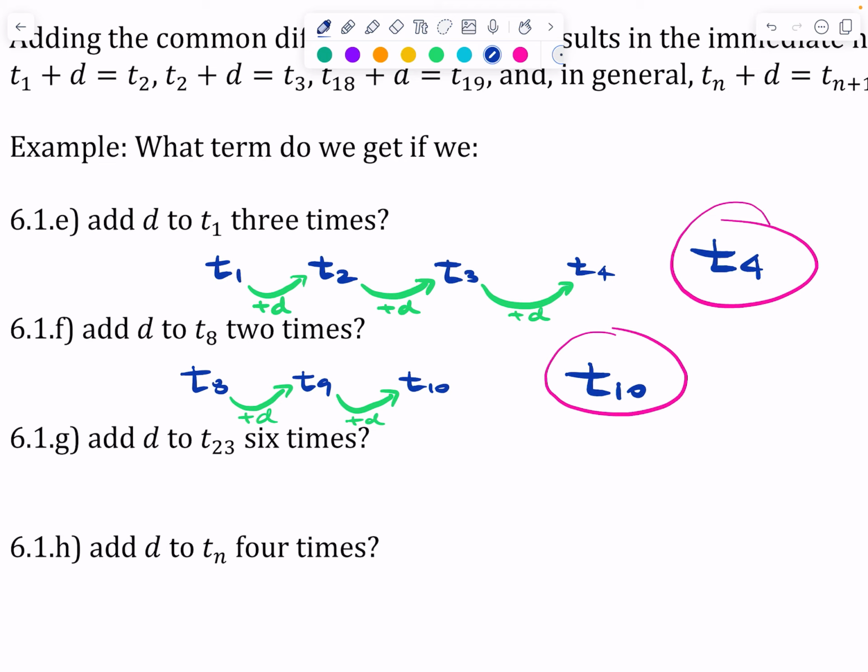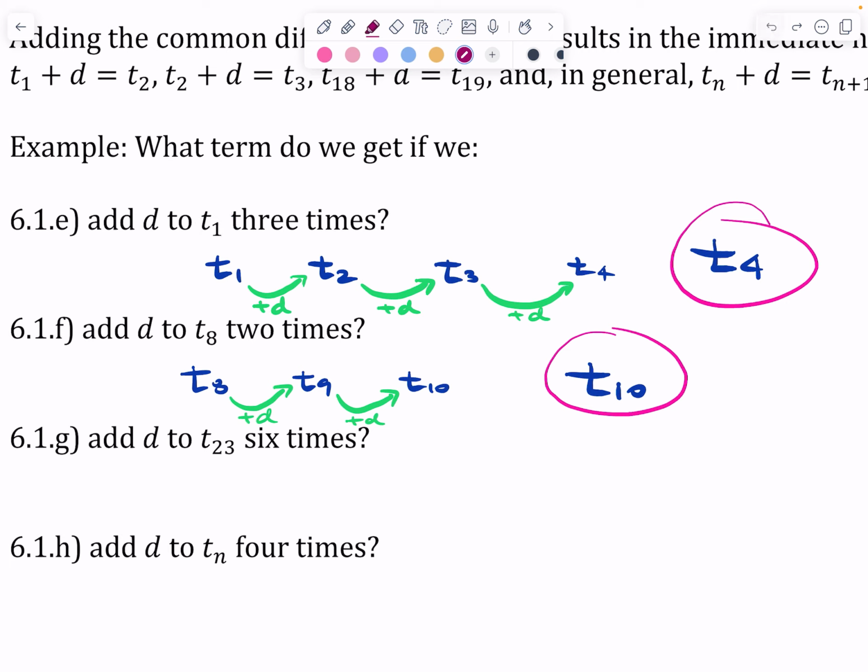What we're seeing here is if you take this original index, which was 8, we're at the 8th term, and add the number of times you add the difference to it, that's your new index. So 8 plus 2 got us 10, in the same way that 1 plus 3 got us 4.